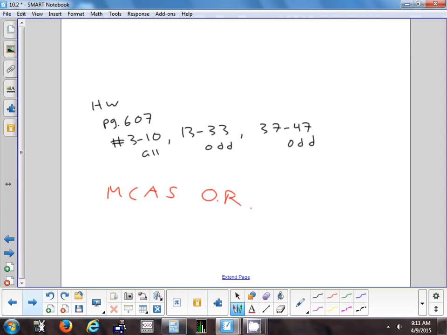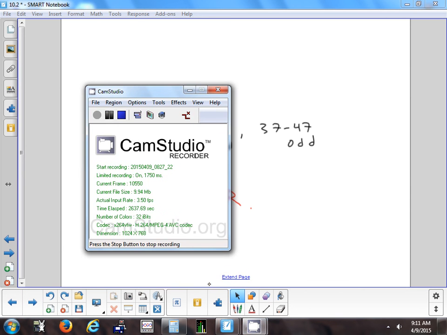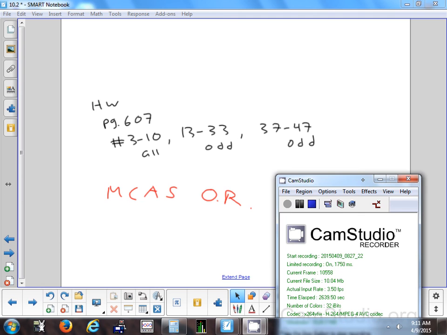Okay, so the homework is on 607. It's 3 to 10 all, 13 to 33 just odd, and 33 to 37 odd. And try the open response. That's about a pyramid, I think. We'll go over that before our test tomorrow.